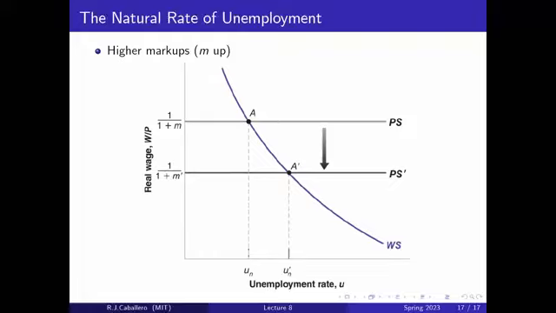And increasing the markup means effectively that the firms are offering a lower real wage. Well, at this level of unemployment, workers are not going to take that lower real wage. So what will have to happen for workers to take that lower real wage is for unemployment to rise. Okay? So those are the two canonical experiments you can have here.